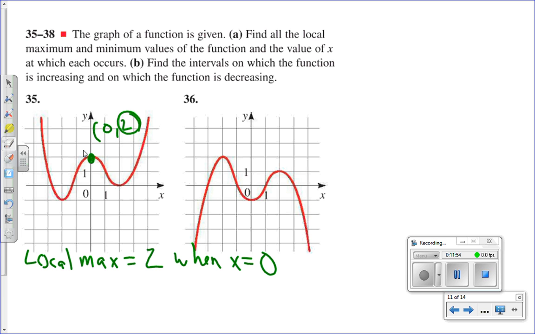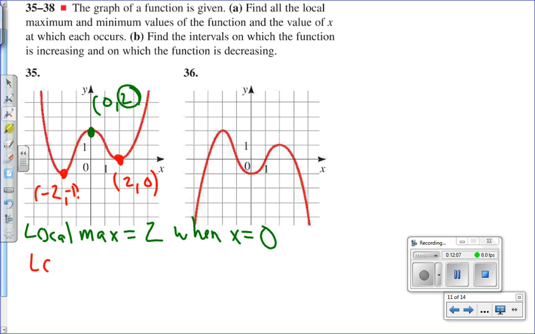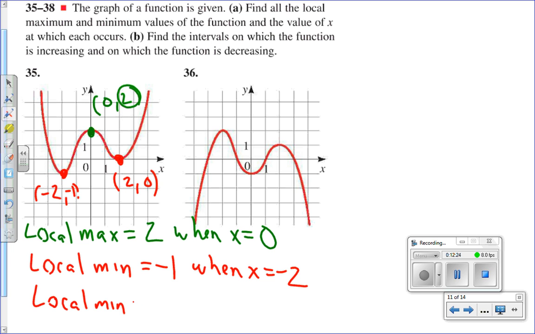There are 2 minimum values. The local minimum values are here and here. Writing those ordered pairs, I get (-2, -1) and (2, 0). So there is a local minimum value equal to the y-coordinate of -1, and the location of that is when x is -2. There's another local minimum value equal to the y-coordinate of 0, and the location of that is when x equals 2.